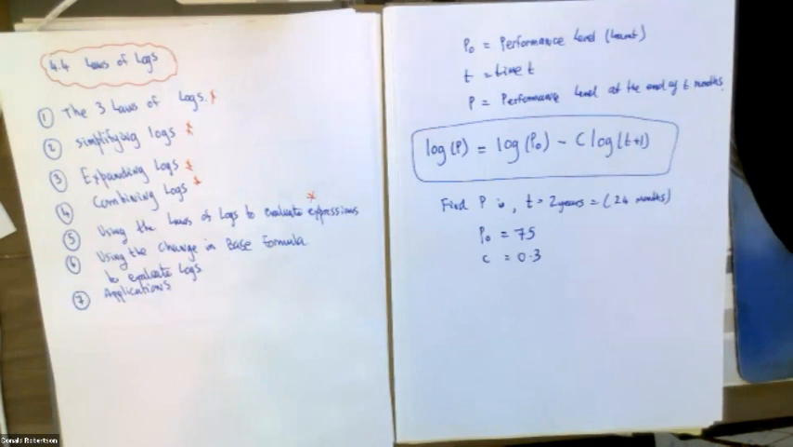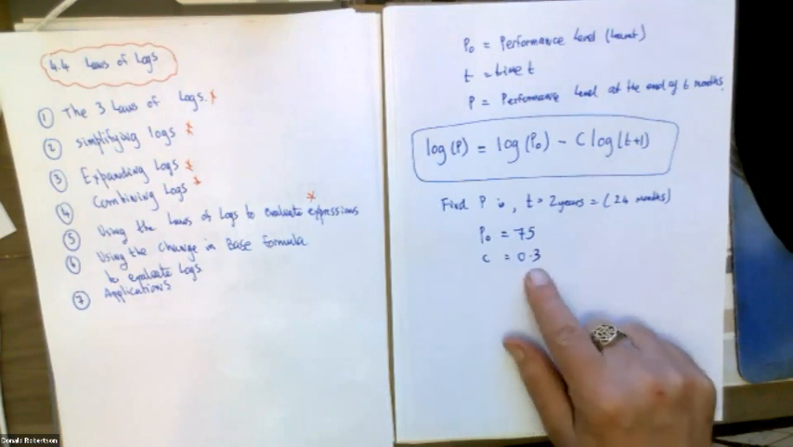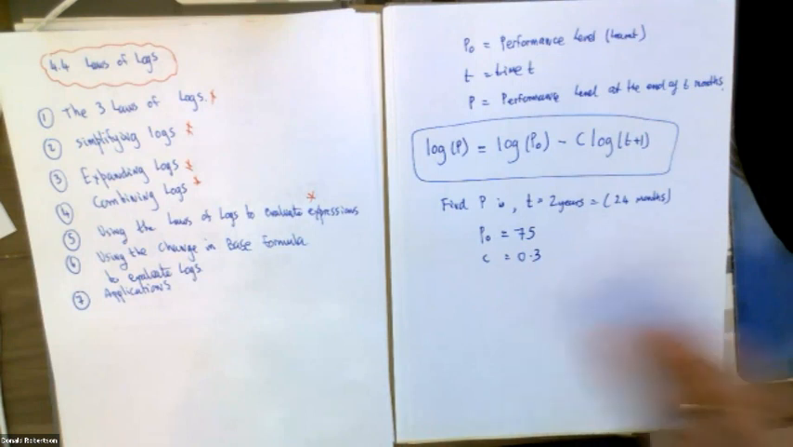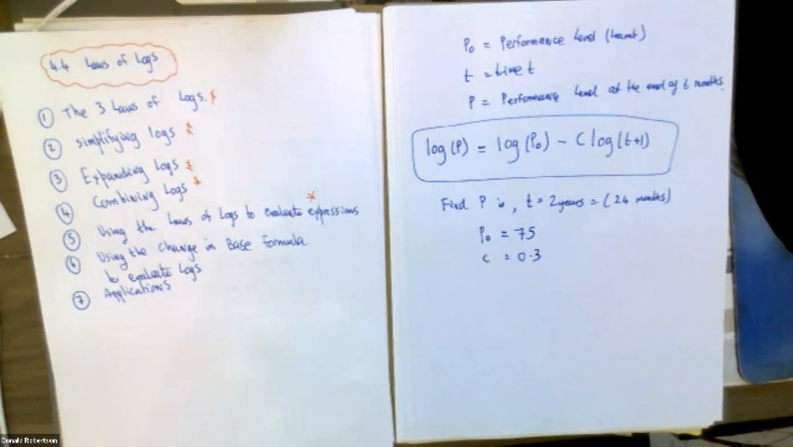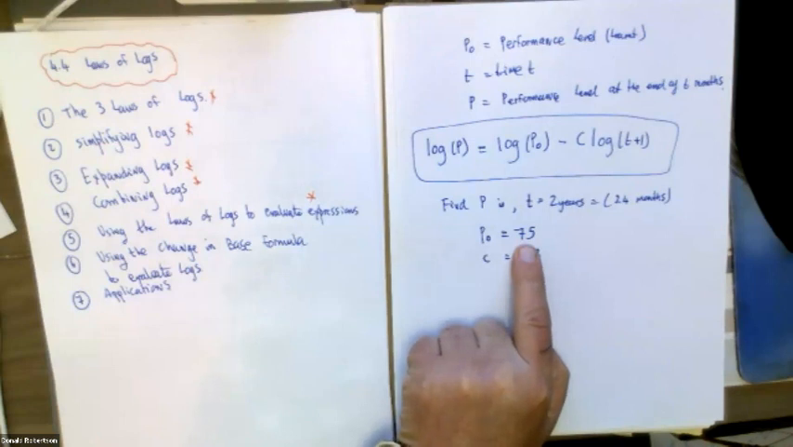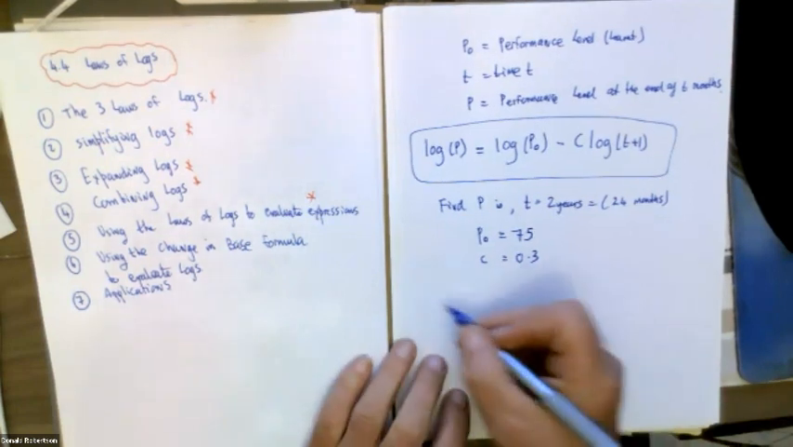So some people have got exceptionally strong memories, right? If you tell them something and ask them 6 months later, they still remember it. I, on the other hand, can hardly remember what I got for dinner yesterday. So I'm assuming that C is big for people who have bad memories, as I do, and C is like 0.05 for people who've got photographic memories. So we are going to find P after 24 months, where the performance level started off as 75, and C, I'll call it the forgetful factor, is 0.3.